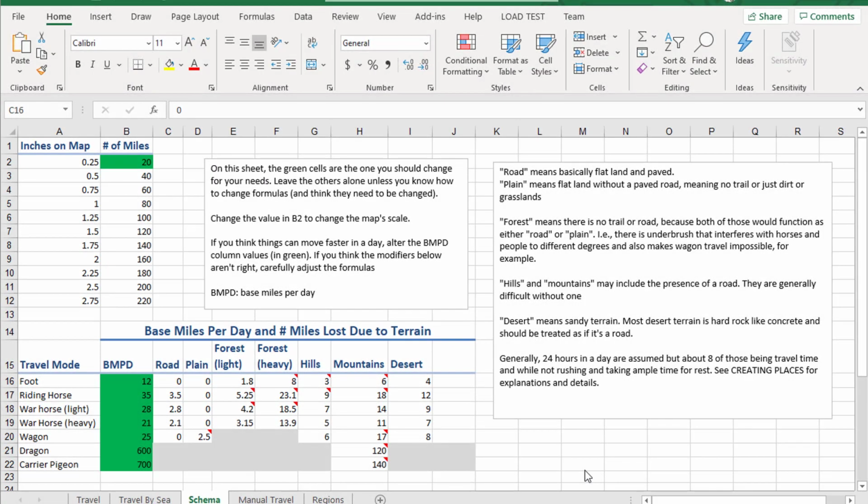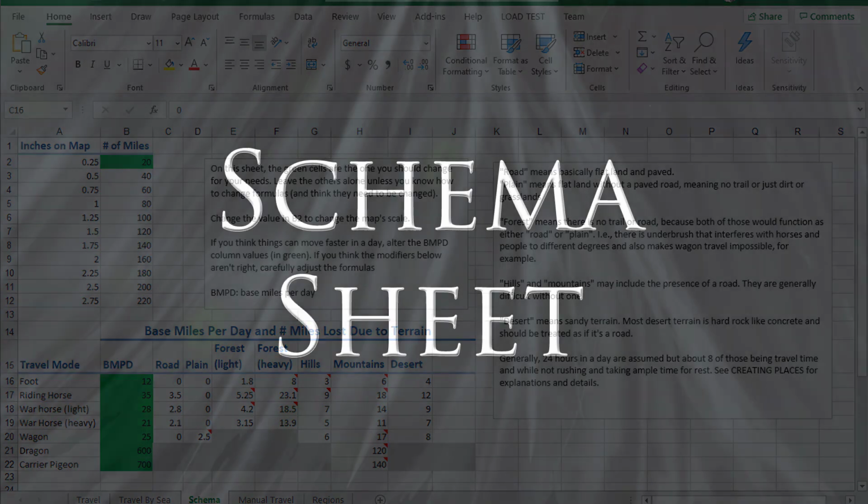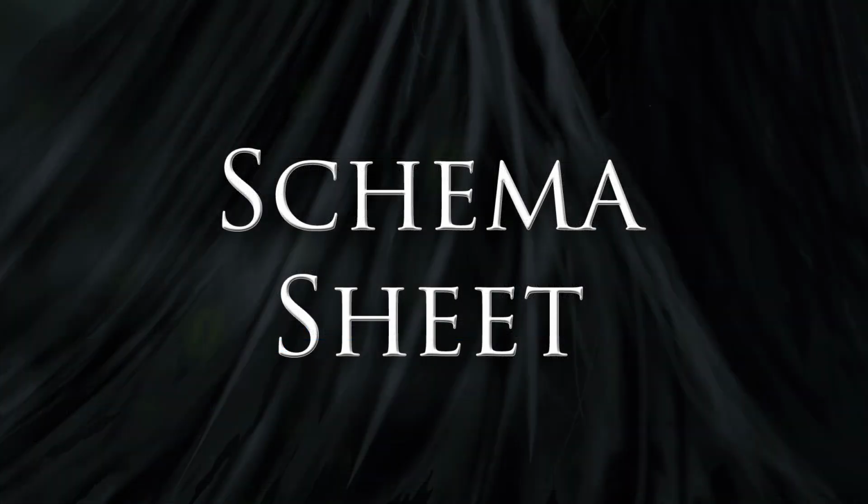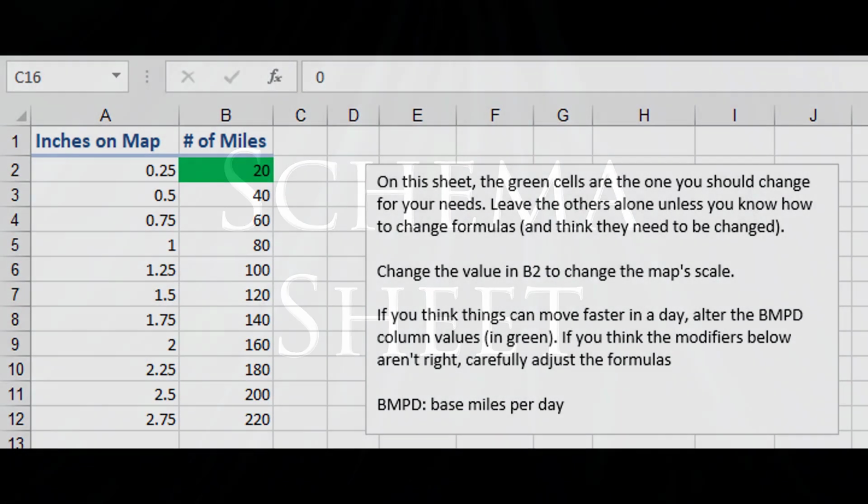So you can see the spreadsheet now. The first sheet is the schema sheet, and that's what we're going to go over first. The first part of the schema sheet that we're going to go over is in the top left corner, and it has two columns that we care about. In column A is the inches on our map, and column B is the number of miles that this corresponds to. Now in my case, I went with inches, and I decided to go with a 1/4 inch increment.